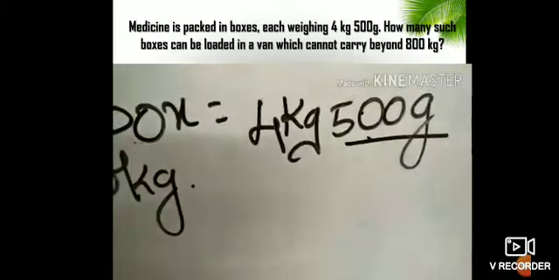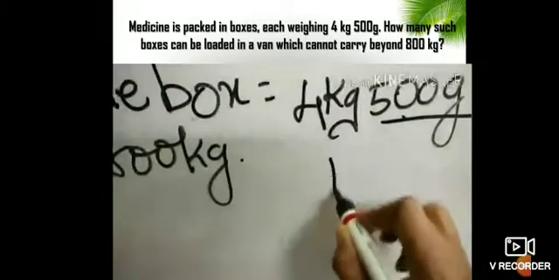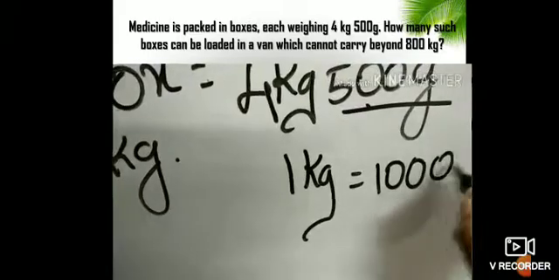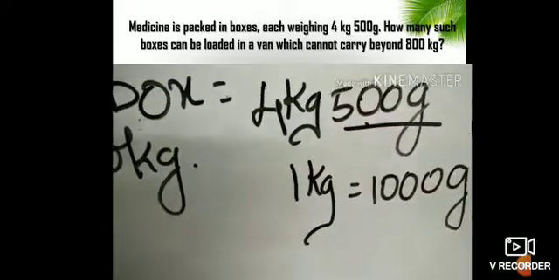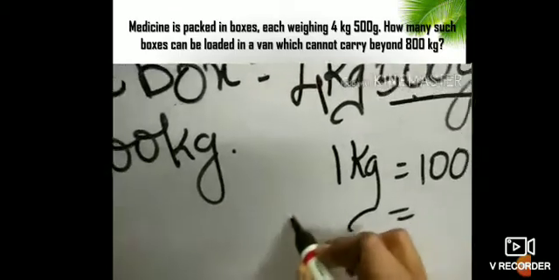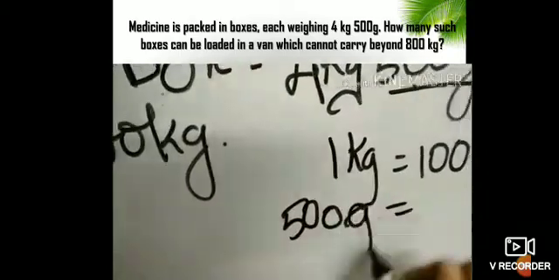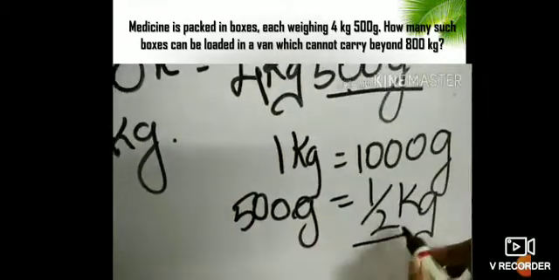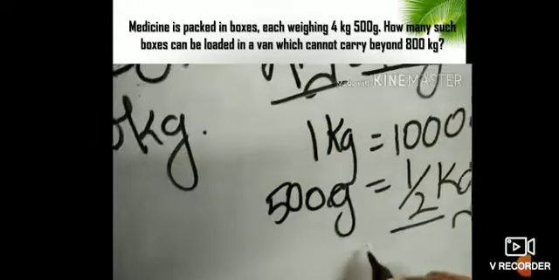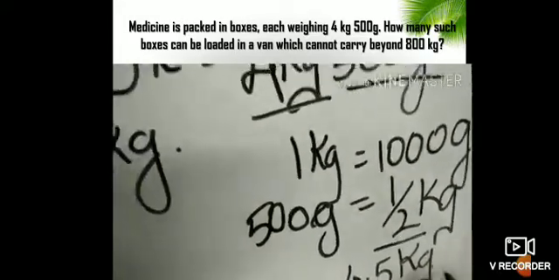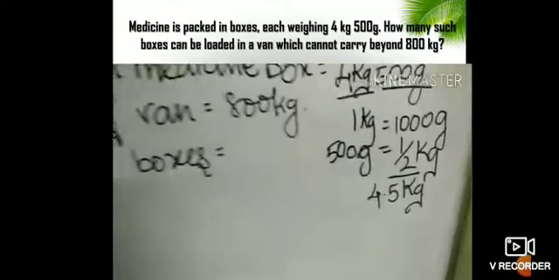So 1 kilogram equal to 1000 gram. Then what about 500 gram? Definitely 500 gram equal to half kg, right? So if you add this half kg with 4 kg, it will become 4.5 kg, right? Yes or no, children? Yes.